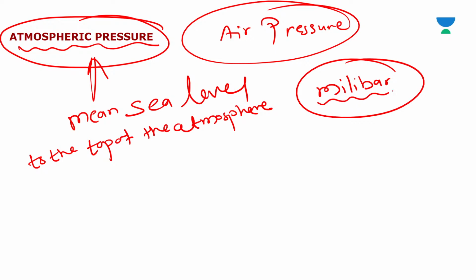millibar. At sea level, the average atmospheric pressure is 1013.2 millibar. Due to gravity, the air at the surface is denser and hence has higher pressure.